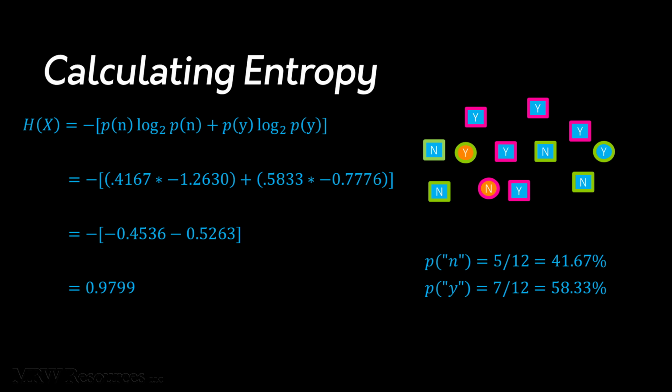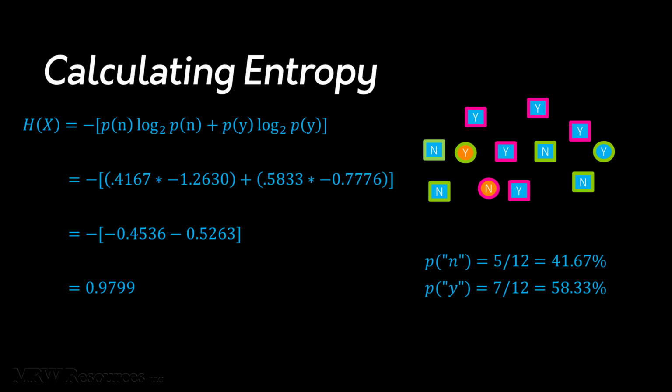So we end up with 0.4167, and then you can use the log function on your calculator, or the log function in Excel, or whatever to calculate that log value, and we end up with negative 1.2630. And then for 0.5833, we end up with a negative 0.7776. And so we can add those two together.